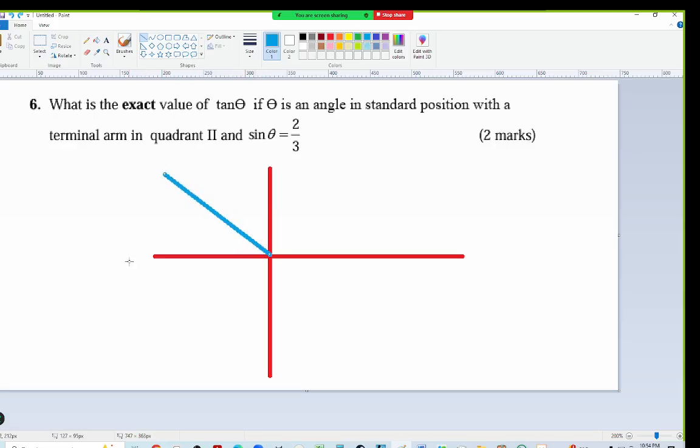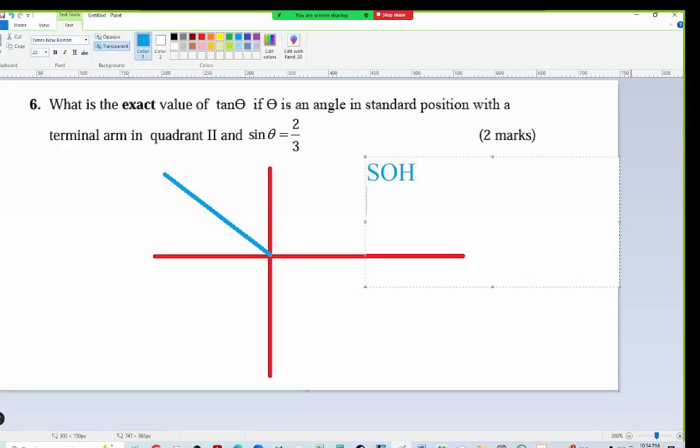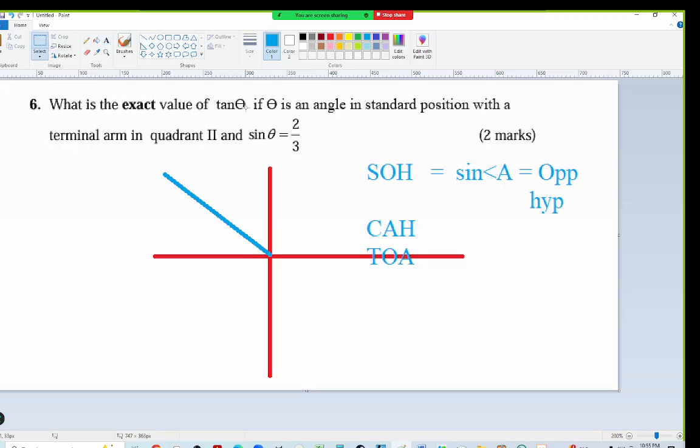Okay. Now let's go back to SOHCAHTOA. What does the sine mean? The S, the first letter. Sine of any angle is going to be equal to O, which is the opposite side, over the hypotenuse, right? Now notice that they've given us the sine here. That's the other piece of information they've given us. It stands to reason that the sine of the angle is equal to the opposite over the hypotenuse.